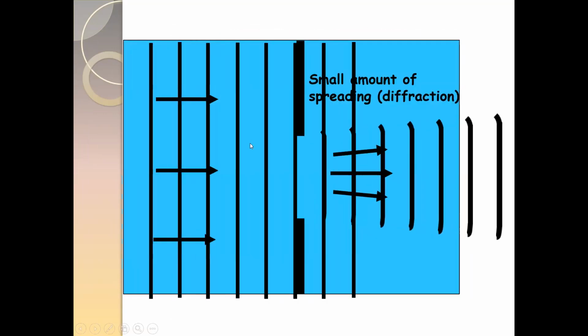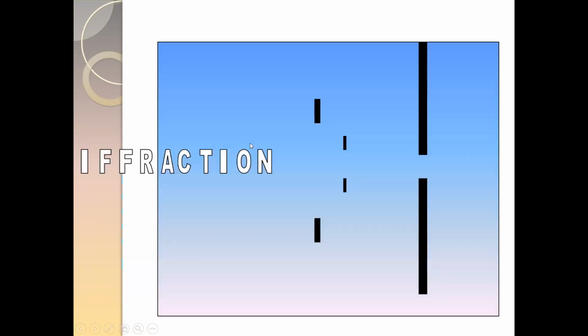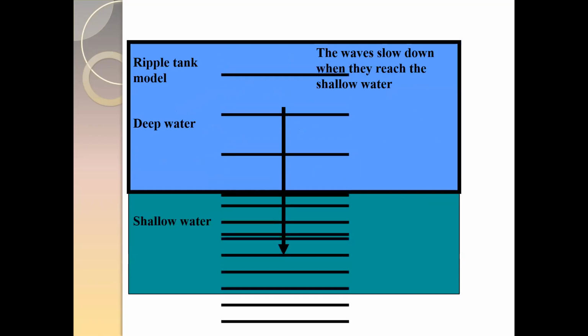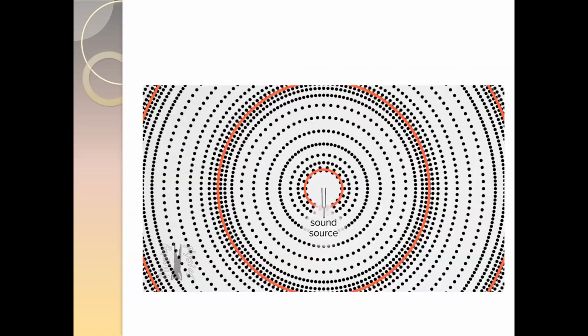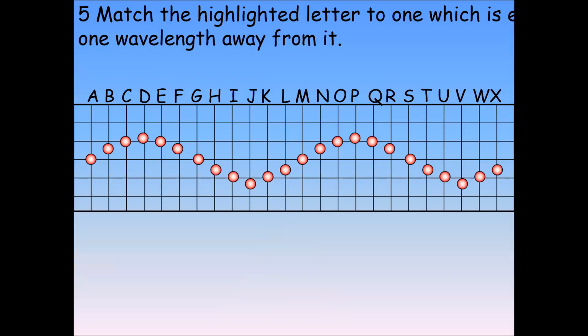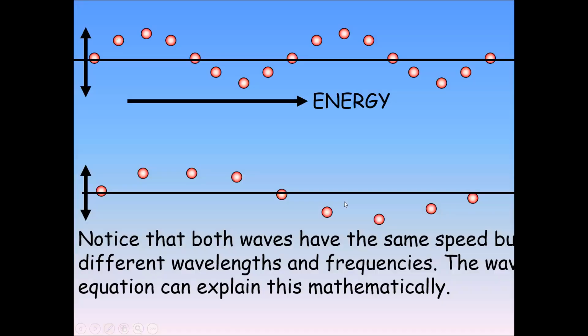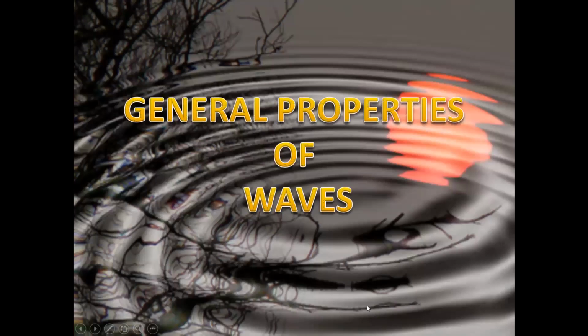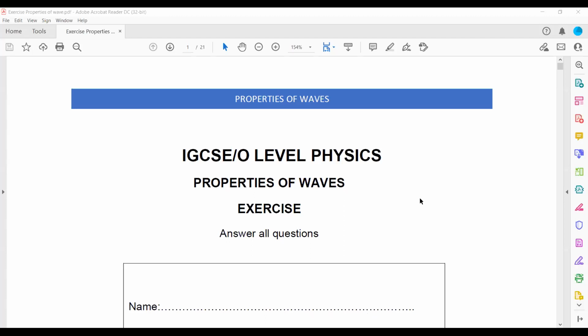Now we'll do some questions related to our topic. So three topics: one is reflection, the second one is refraction, and the third one is diffraction. We'll do questions related to our topic, so it will improve your understanding. Just a minute, I'll share the question with you. So this exercise is related to the properties of the wave, as we have discussed reflection, refraction, diffraction, as well as the two types of wave, longitudinal and transverse.